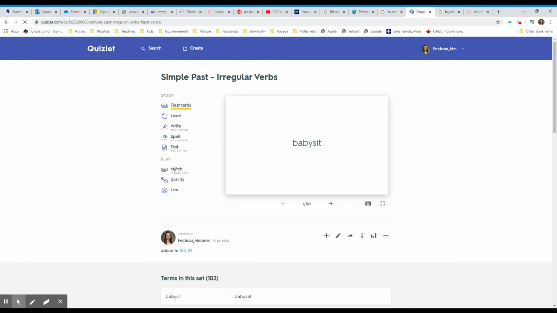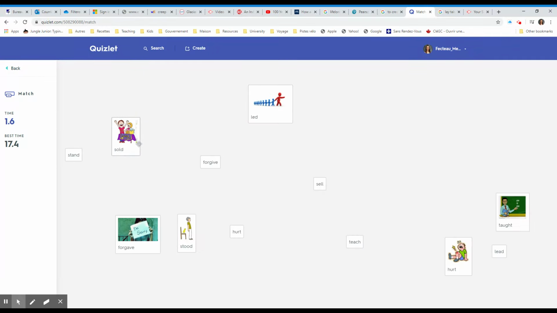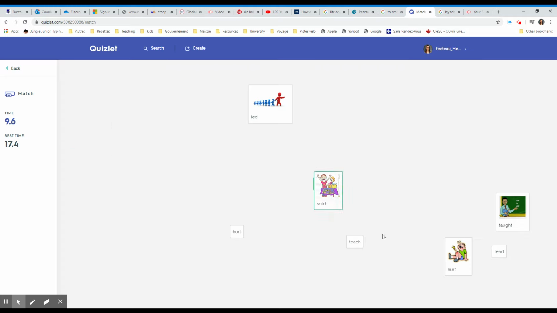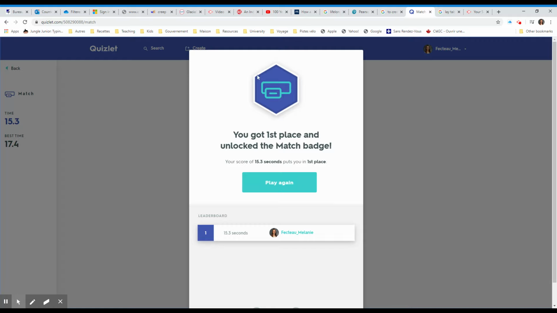After, you have some games. Match: you have to match the base form and the simple past together. Forgive, forgave; stand, stood; sold, sell; teach, taught; hurt, hurt; lead, led. Quick, quick. Okay, I'm done.